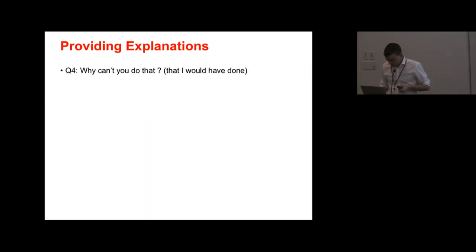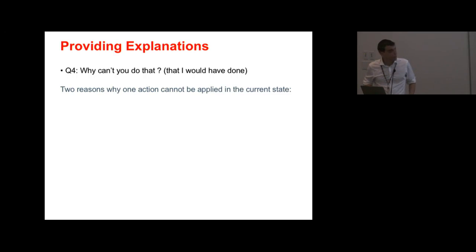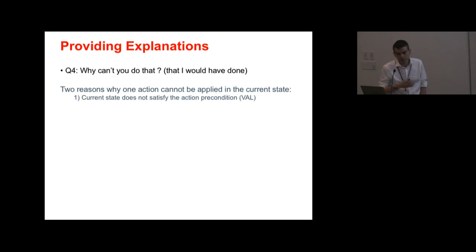Then, why can't you do what I would have done? There are two reasons why you cannot apply one action in a current state. One is that the current state does not satisfy the action precondition, and this is a trivial situation. If the rover is in waypoint 0 and the rock is not in waypoint 0, you cannot take the rock sample. But the other reason, which is trickier, is that using that action could prevent achieving the goal. And this is more tricky because it's not easy to demonstrate that one problem is unsolvable.